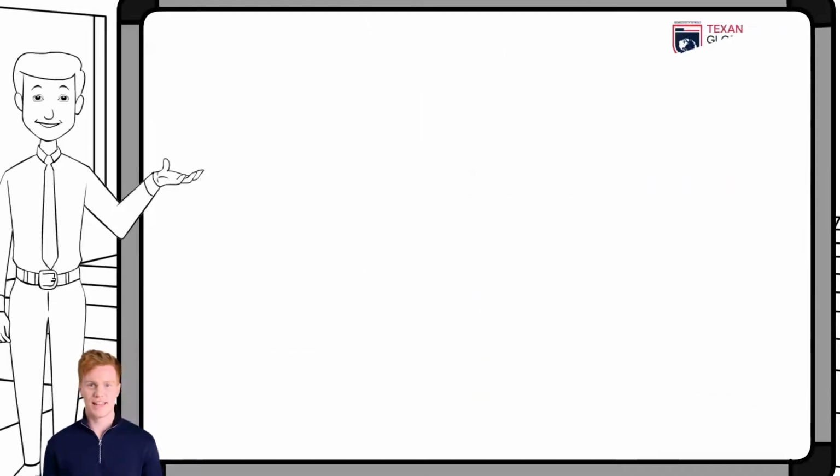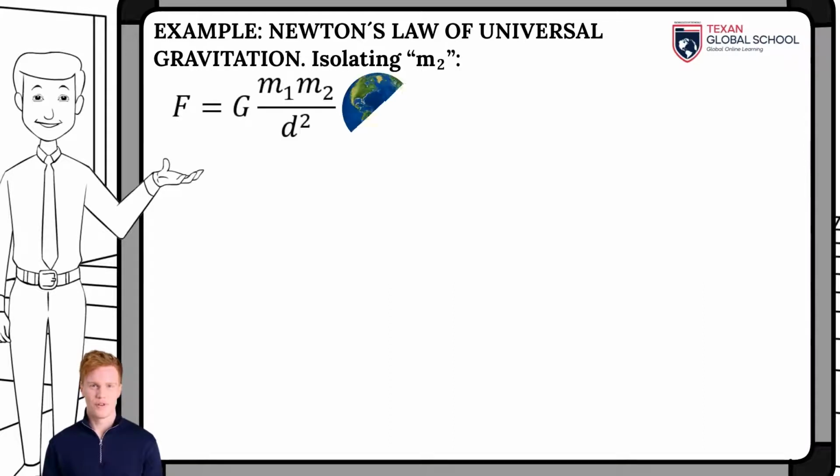In this last example, we will use the law of universal gravitation enunciated by Isaac Newton. This law states that one object exerts an attractive force on another, which is directly proportional to the product of the two masses and inversely proportional to the square of the distance between them. We will use this formula to isolate m subscript 2, which we will call m2.